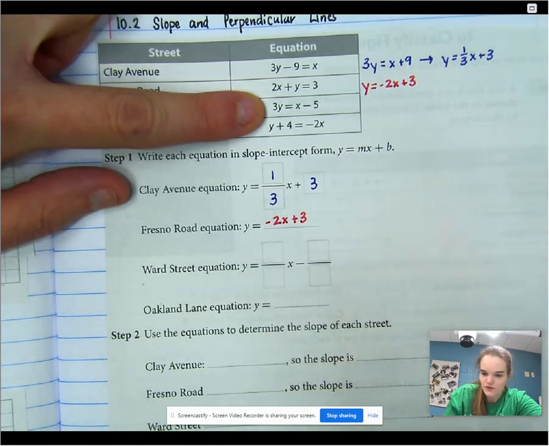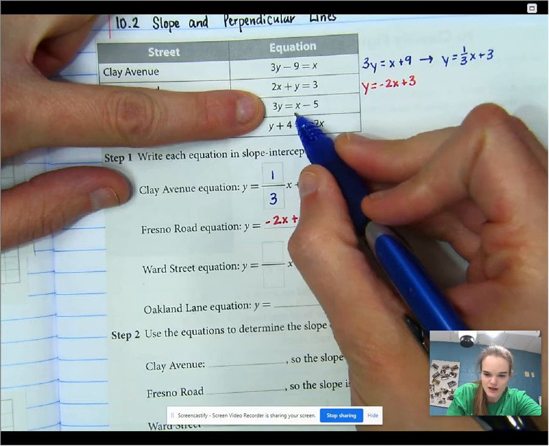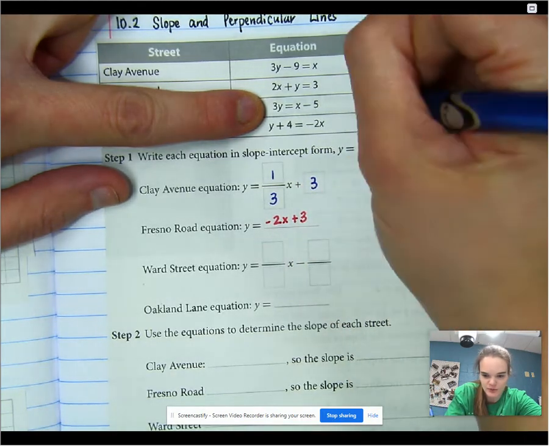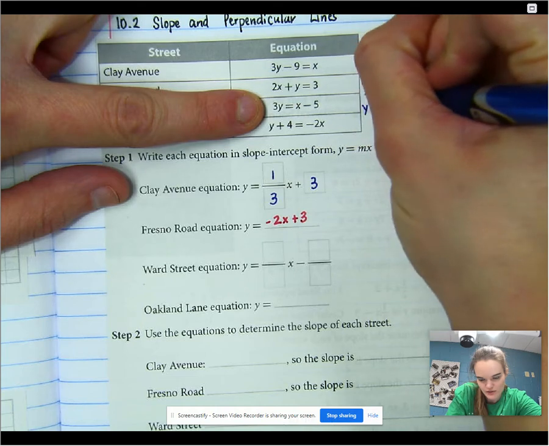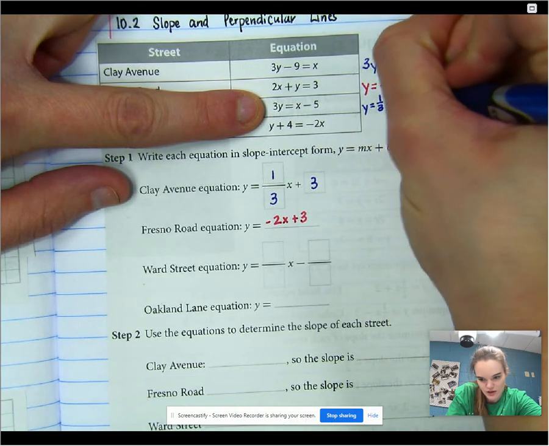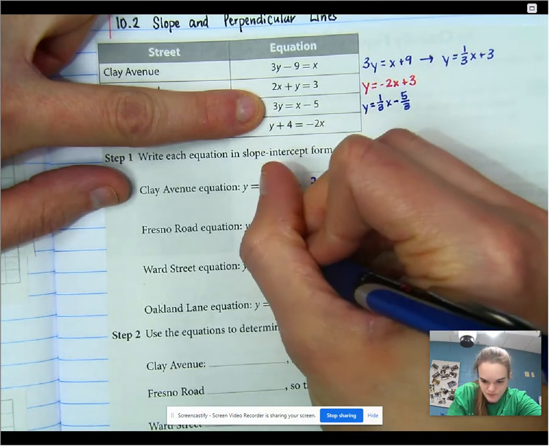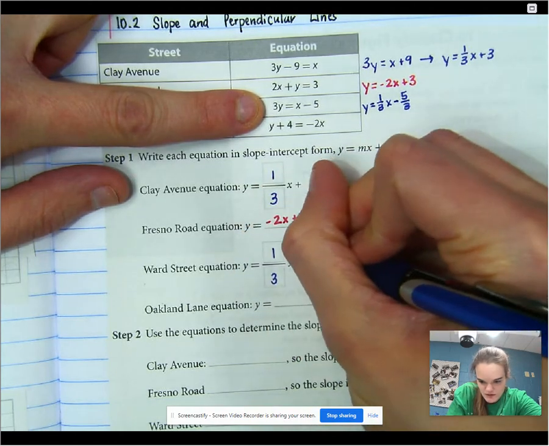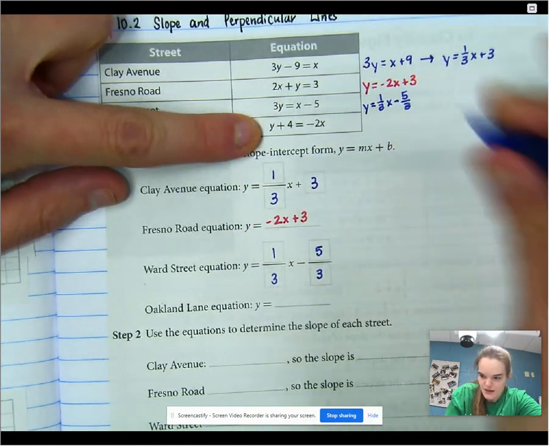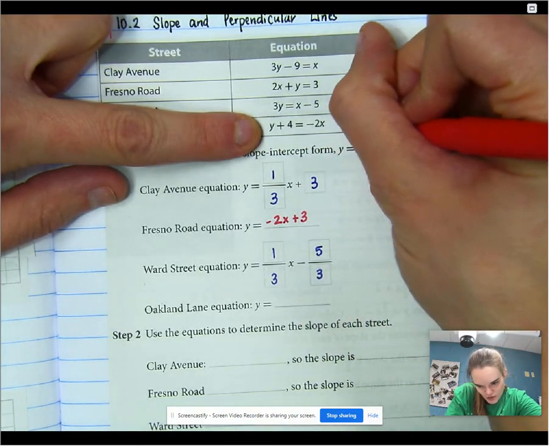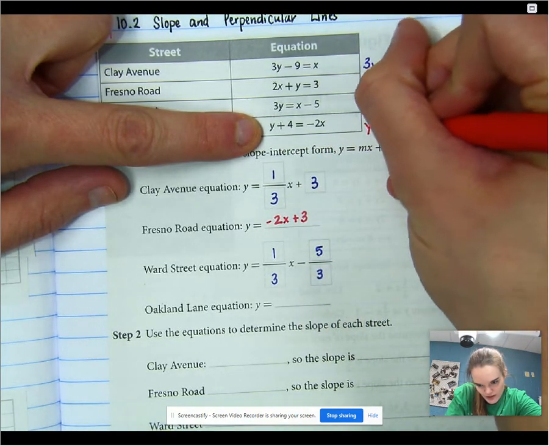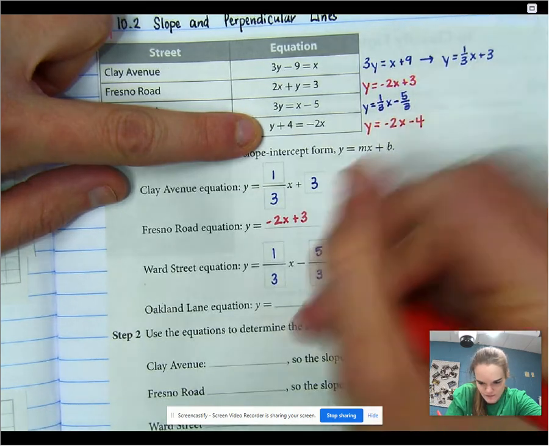Okay, next we have 3y equals x minus 5, so we simply divide by 3. y equals 1/3 x minus 5/3, which will be hard to graph, but okay. And last, y plus 4 equals negative 2x, so we're going to have to subtract 4. So y equals negative 2x minus 4.